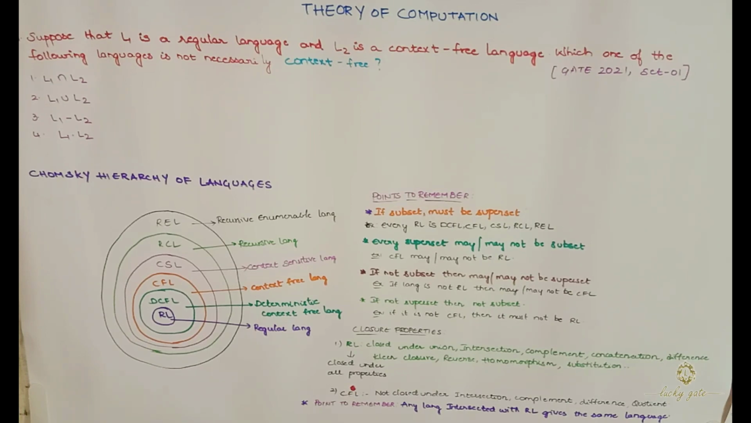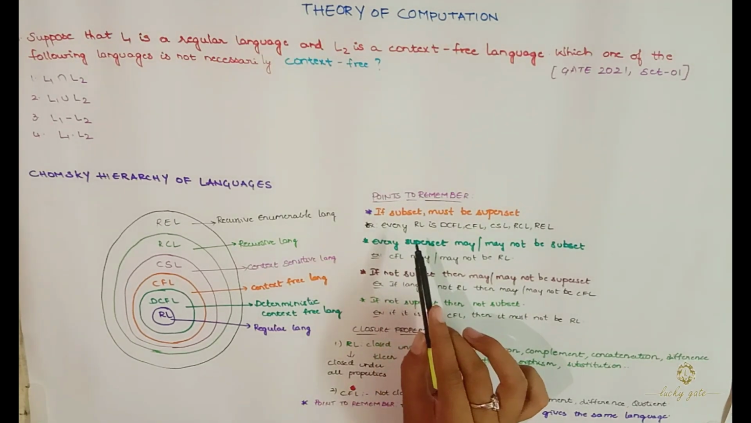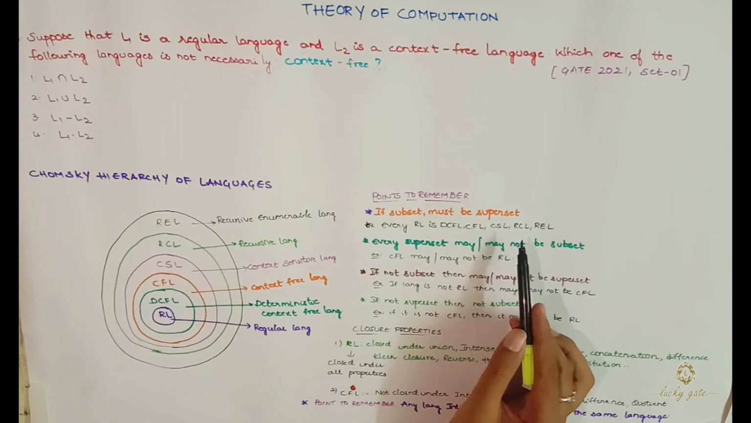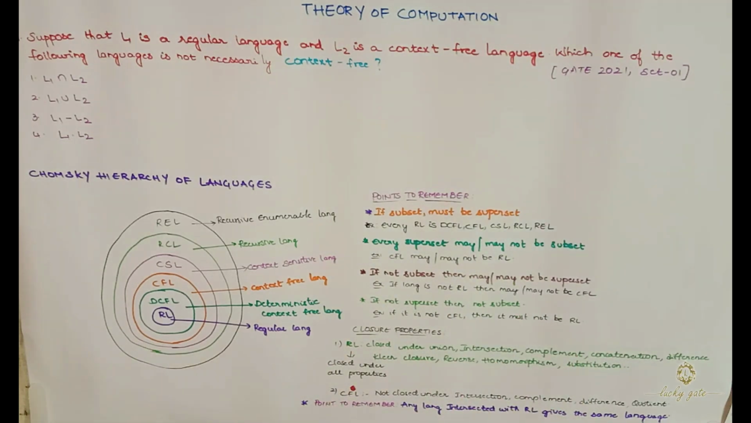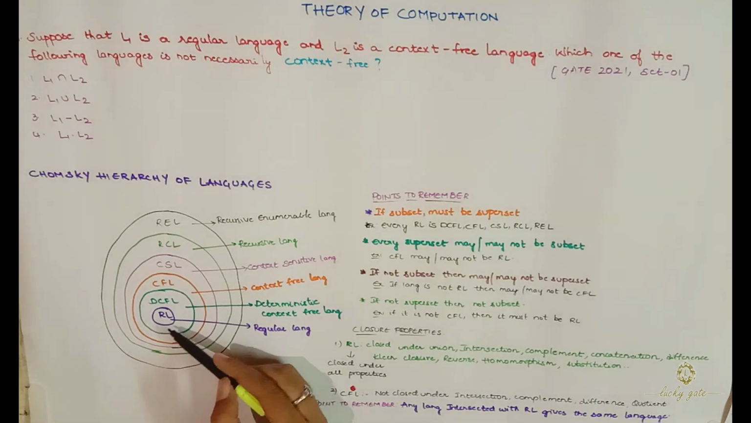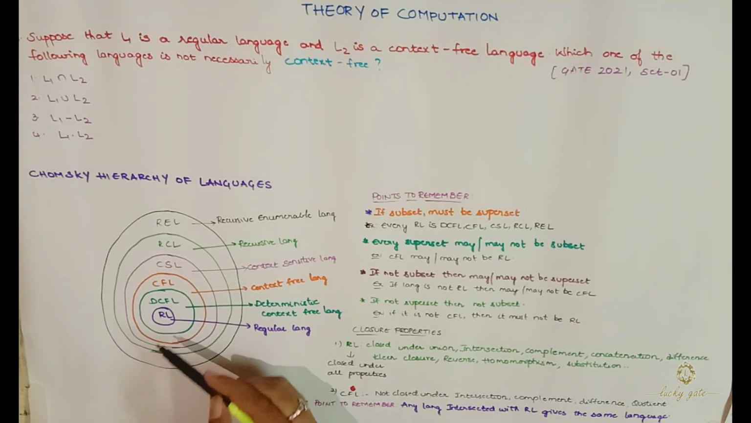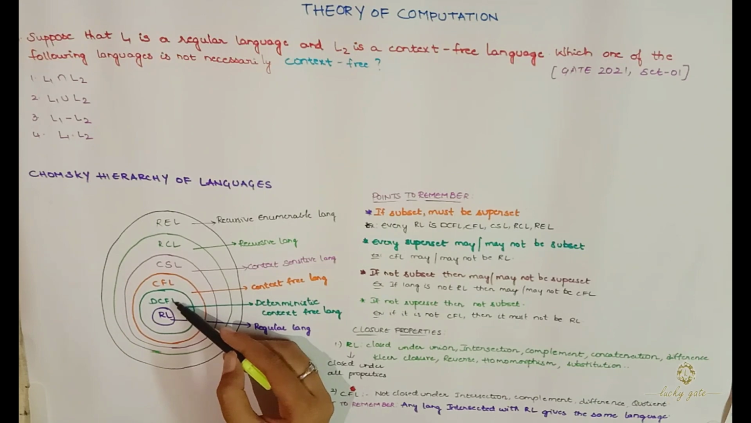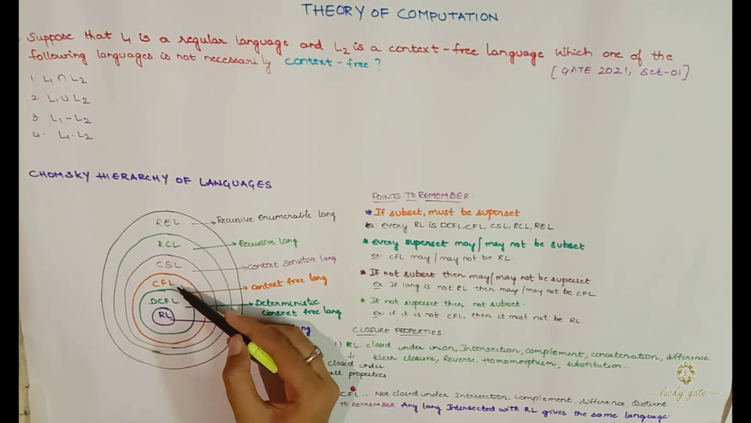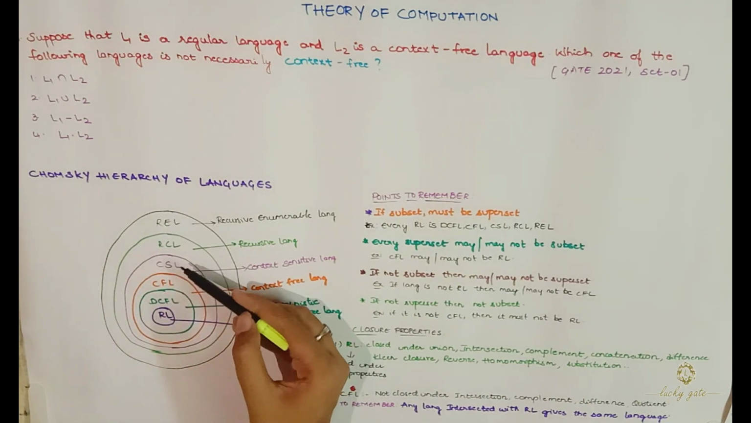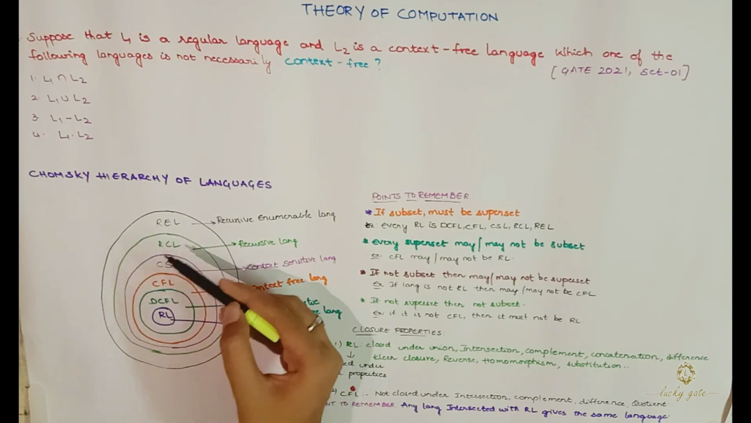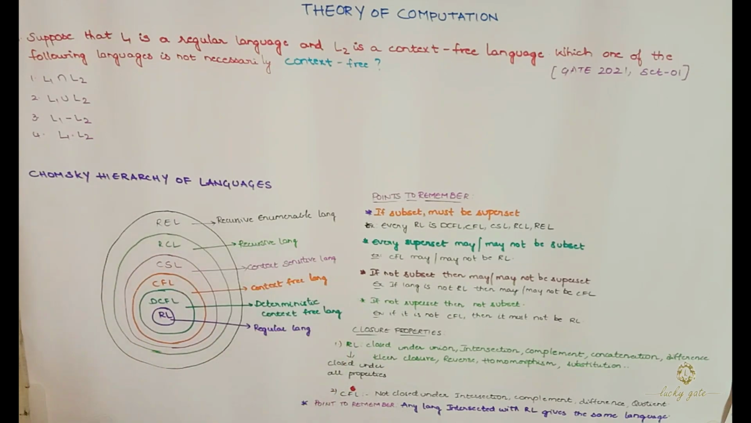Now, let's see what the subset superset property is. If a language belongs to a subset, then it must belong to the superset. For example, if a language belongs to regular language, then that language also belongs to DCFL, that language also belongs to CFL, that language also belongs to CSL, that language also belongs to RCL and REL.